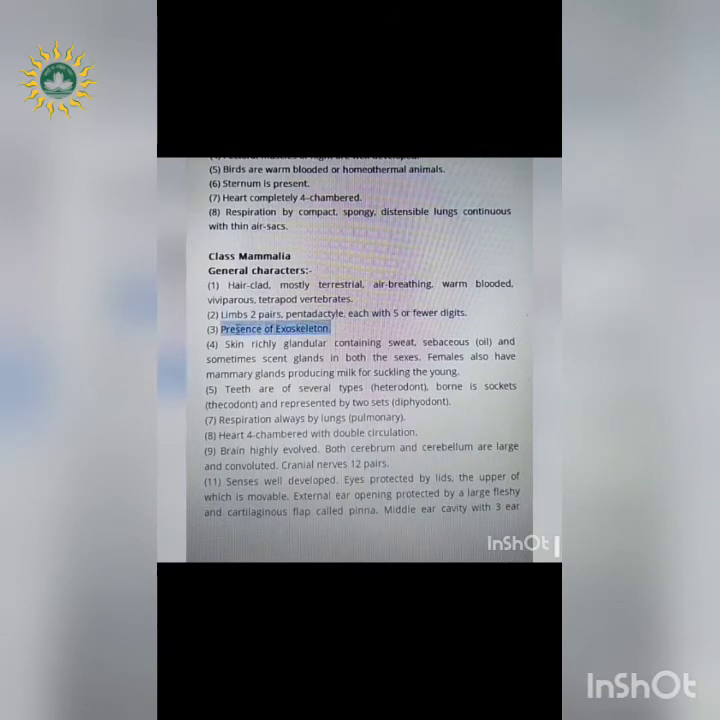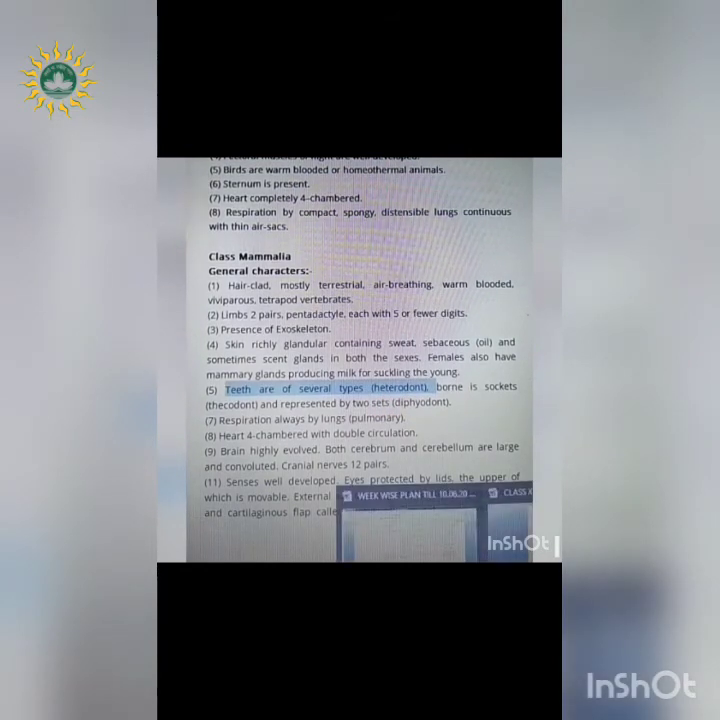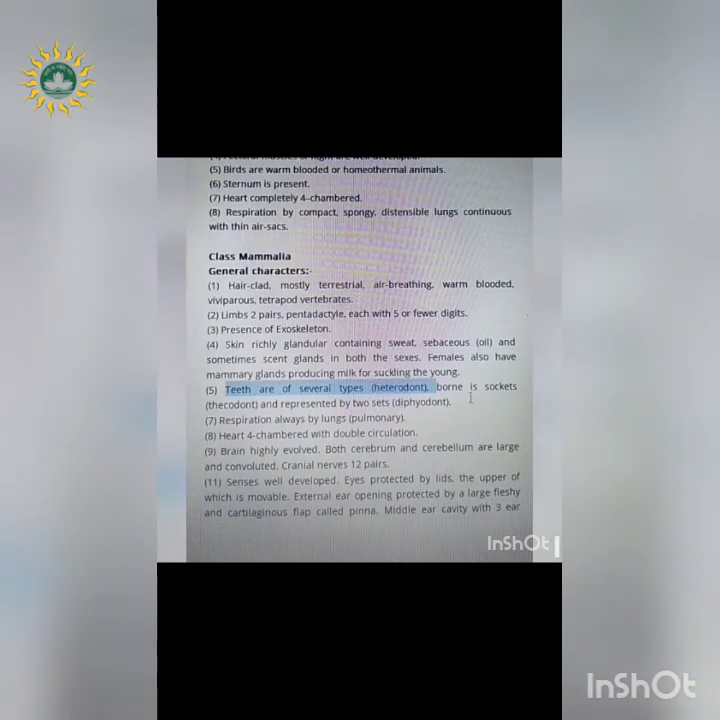So the exoskeleton is definitely present, and the skin is richly glandular, containing sweat, sebaceous as well as some scent glands in both the sexes. And in the female, specifically, mammary glands are present, which help in the production of milk and for the suckling of the young ones. Right? So next, the teeth. These are of several types. What is that? That is referred to as heterodont. Hetero means different and dont means teeth. So different types of teeth are present. And these teeth are born in different sockets. This is referred to as thecodont, and they are represented by 2 sets, which is called diphyodont.